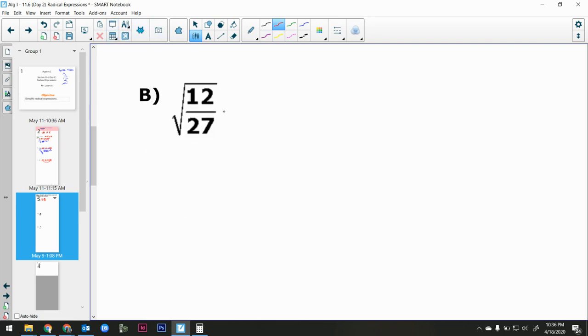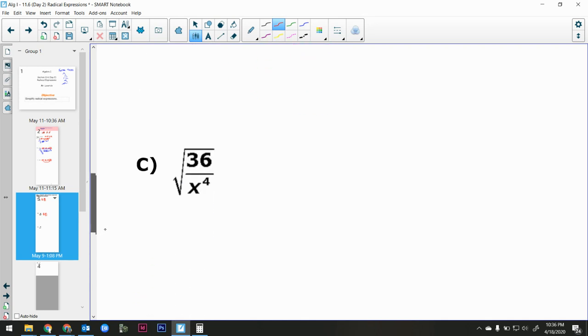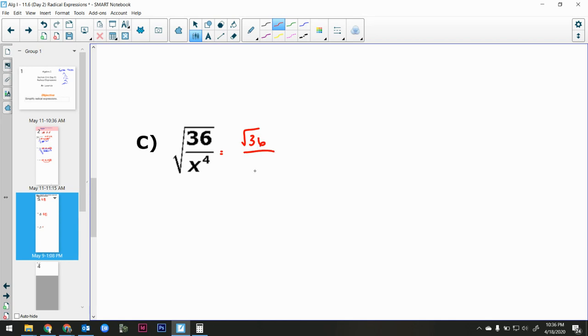Now, first thing you should do is to see if you can reduce down the fraction. Can I reduce down this fraction? Yes. I can divide both top and bottom by 3, which gives me the square root of 4 divided by the square root of 9. 2/3. Okay. Take a look at this one. Okay, remember, break that apart. Okay, square root of 36 is 6.